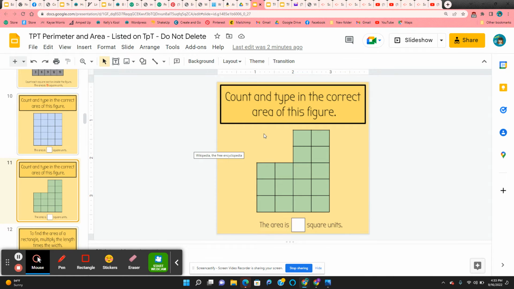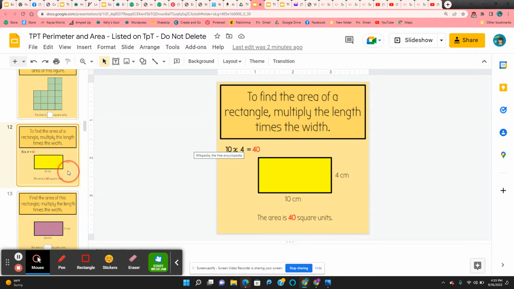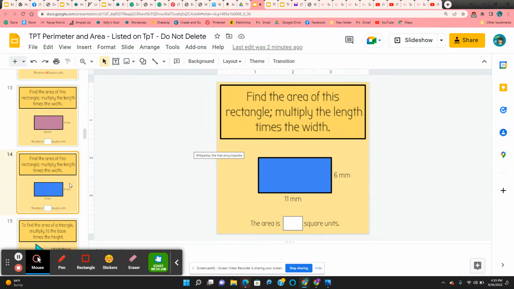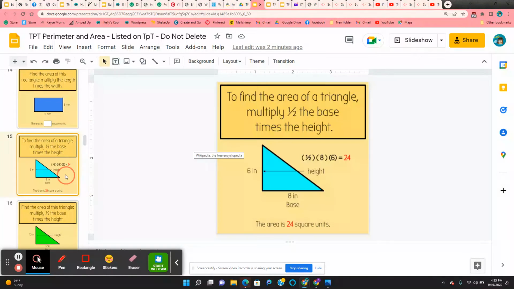This one, there's 2 ways they can do this. They can count all of the squares, or they could separate this into a rectangle and a square and take the length times width separately, length times width on the square, length times width on the rectangle, add them together. Now to take the area of a rectangle, length times width. This one doesn't have the squares inside, so they just take the length times the width. They have a few to do.